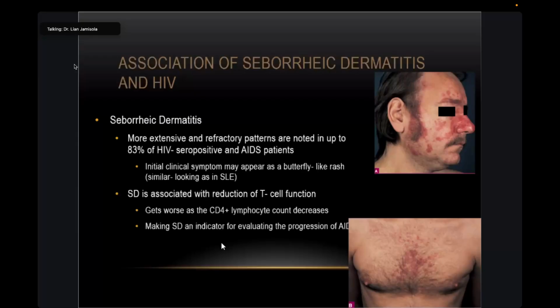Okay, so it is associated with the reduction of their T cell function. So their sebderm gets worse as the CD4 lymphocyte count decreases. Hence we make the seborrheic dermatosis one of the indicators for evaluating the progression of AIDS among patients that are HIV positive.